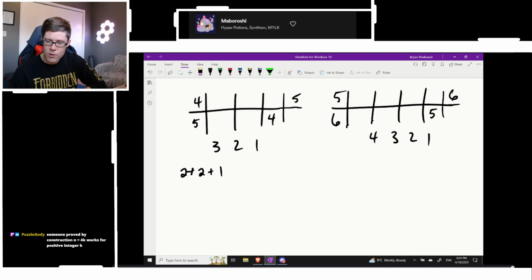that's cool. Someone proved by construction that when n is a multiple of 4, it works. That's crazy. So every multiple of 4 works.